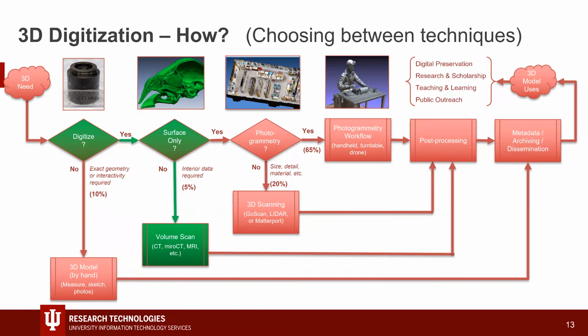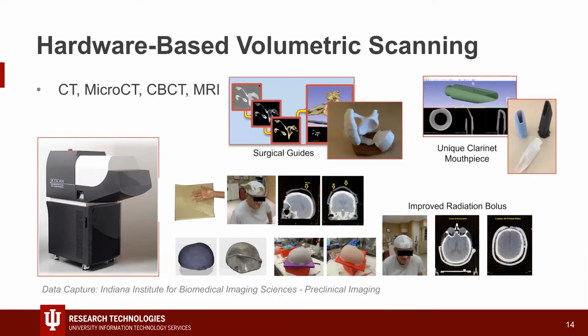That would be something like you would go to the School of Medicine, and we've done that in the past, and they've captured volumetric data. So some examples of where we've done volumetric data, our workflows have helped: everything from the surgical guide that you see up there for making a more accurate shoulder replacement surgery, the unique clarinet mouthpiece Tassie described, and then our most exciting one that we've done recently is improving the radiation bolus at the radiation oncology up in Indianapolis.